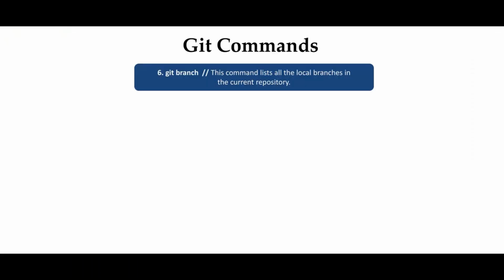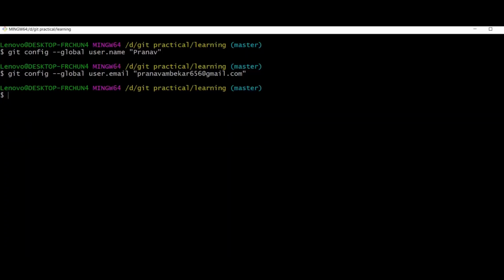Our next command is git branch. This command lists all the local branches in the current repository. Now let's use this command. Now we have just one branch, that is master. Now what if you wanted to create one branch? Then the command for that is git branch and the name of your branch which you wanted to keep. Let us keep Interstellar.